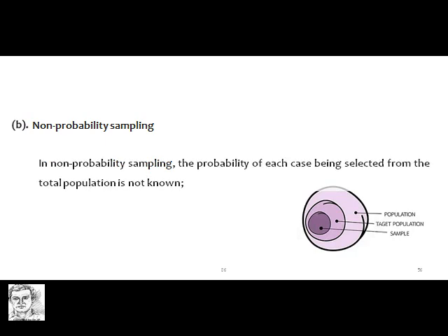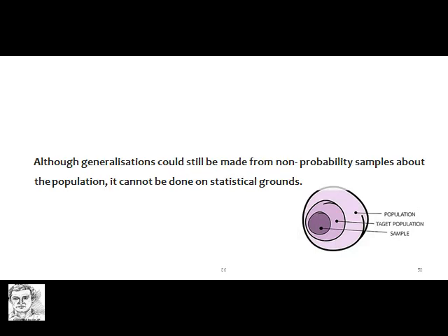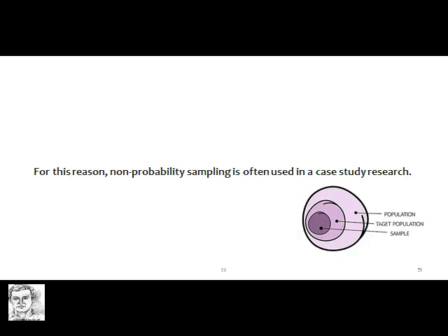Non-probability sampling. In non-probability sampling, the probability of each case being selected from the total population is not known. And it is impossible to answer research questions or address objectives that require statistical inferences about the characteristics of the population. Although generalizations could still be made from non-probability samples about the population, it cannot be done on statistical grounds. For this reason, non-probability sampling is often used in case study research.